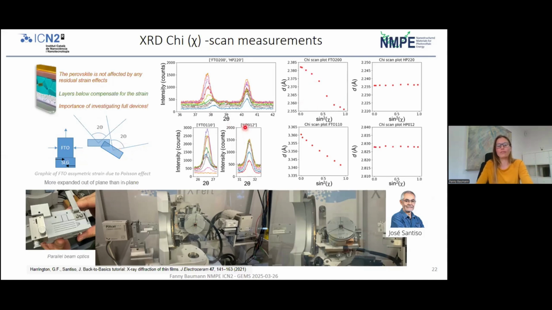When we investigate the perovskite peaks, on the other hand, we don't see this. So thereby we've proven that there's no residual strain in the perovskite layer in full devices. And this is really an important observation, I believe, and a motivation towards more investigation of full devices, because what we see on just a substrate and a thin film might not be the case in the full device.